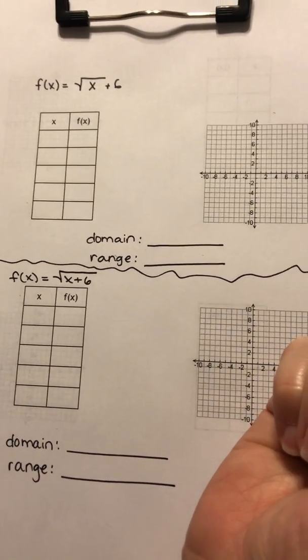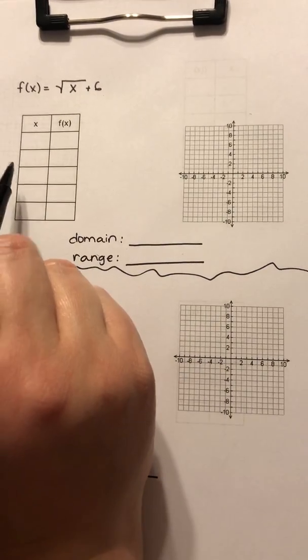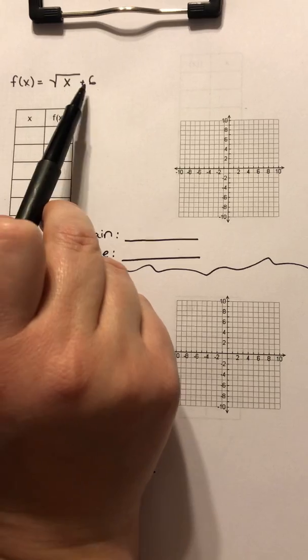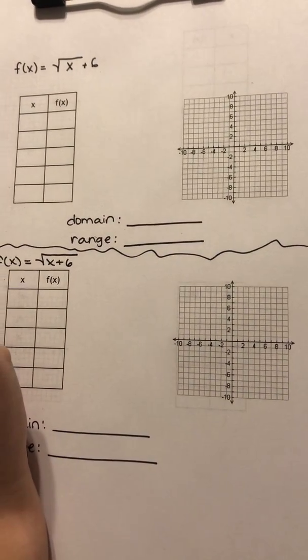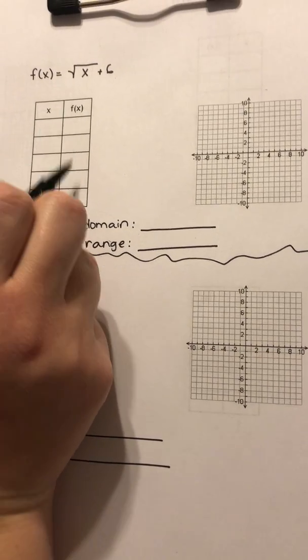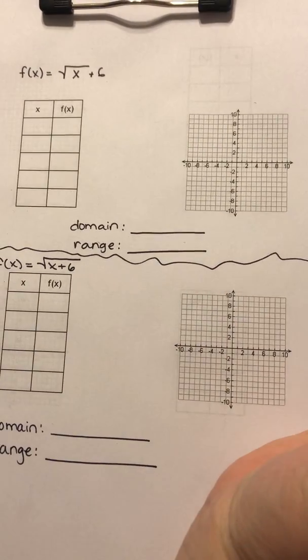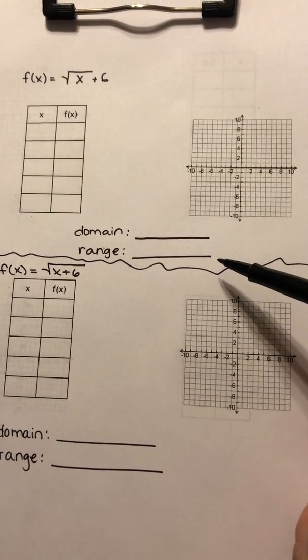Okay, so today we are going to be graphing some basic square root functions. Here I have the first one: f of x equals the square root of x plus 6. The steps that we're going to follow to graph this are to make an xy table, or an x and f of x table. We'll plot those points and connect them with a curve, and then we'll talk about how to define the domain and the range of that function.